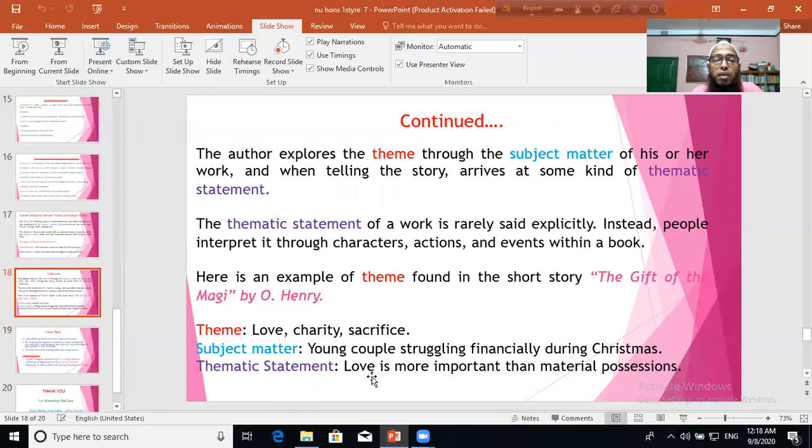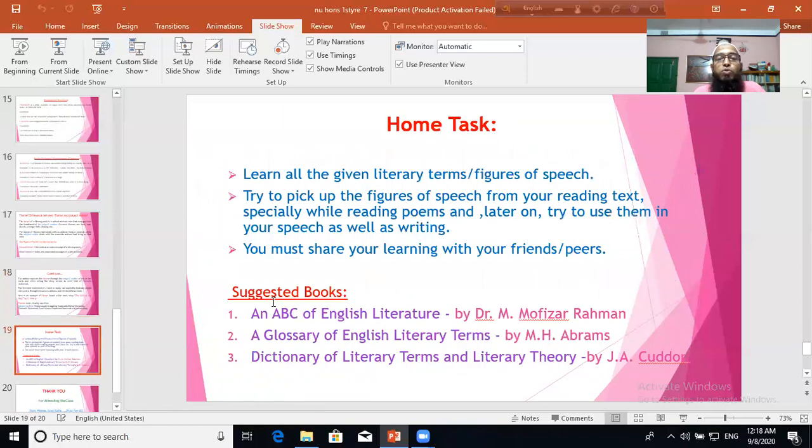Thematic statement. This is a sentence, a comment you can make after that story: love is more important than material possessions. After reading the story, you can come to this type of thematic statement that gives us the theme of the story. Love is more important than material possessions. This is a thematic statement.